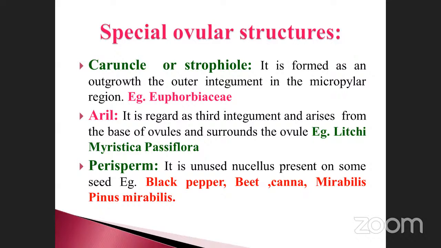Perisperm, we already discussed. Some unused nucellus present in the seed is called perisperm. It is mostly found in black pepper, beetroot, canna, and Mirabilis. These are the examples for perisperm.